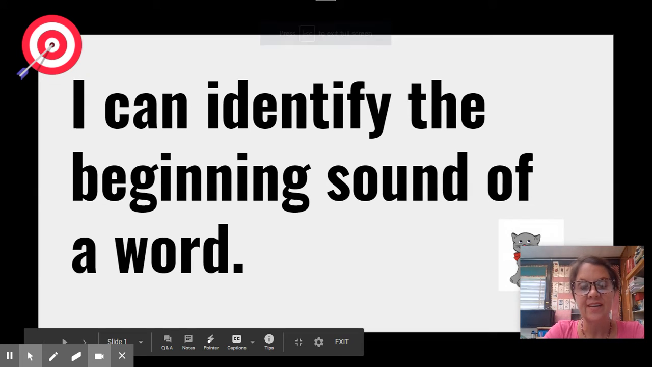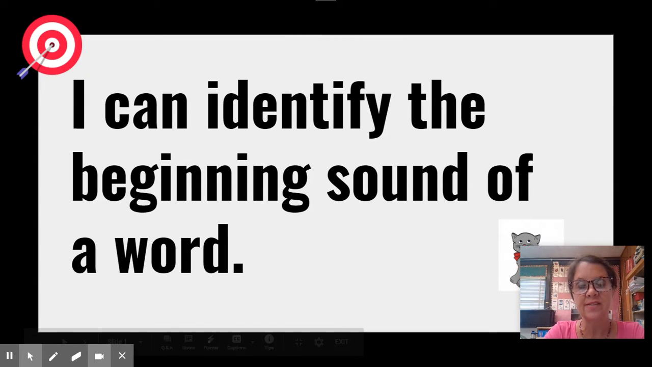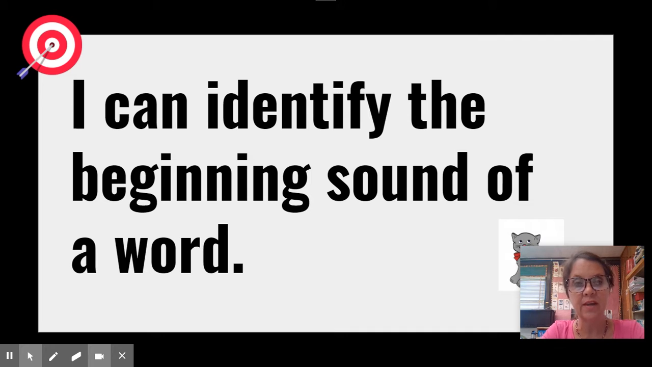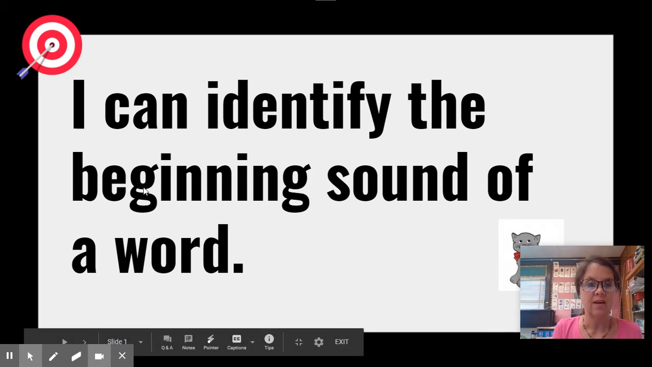Hi, first graders. It's time to get started with our reading lesson today. Specifically, we are going to be thinking about the sounds that we hear in words. Our learning target today tells exactly what we're going to be practicing today. It says, I can identify the beginning sound of a word.